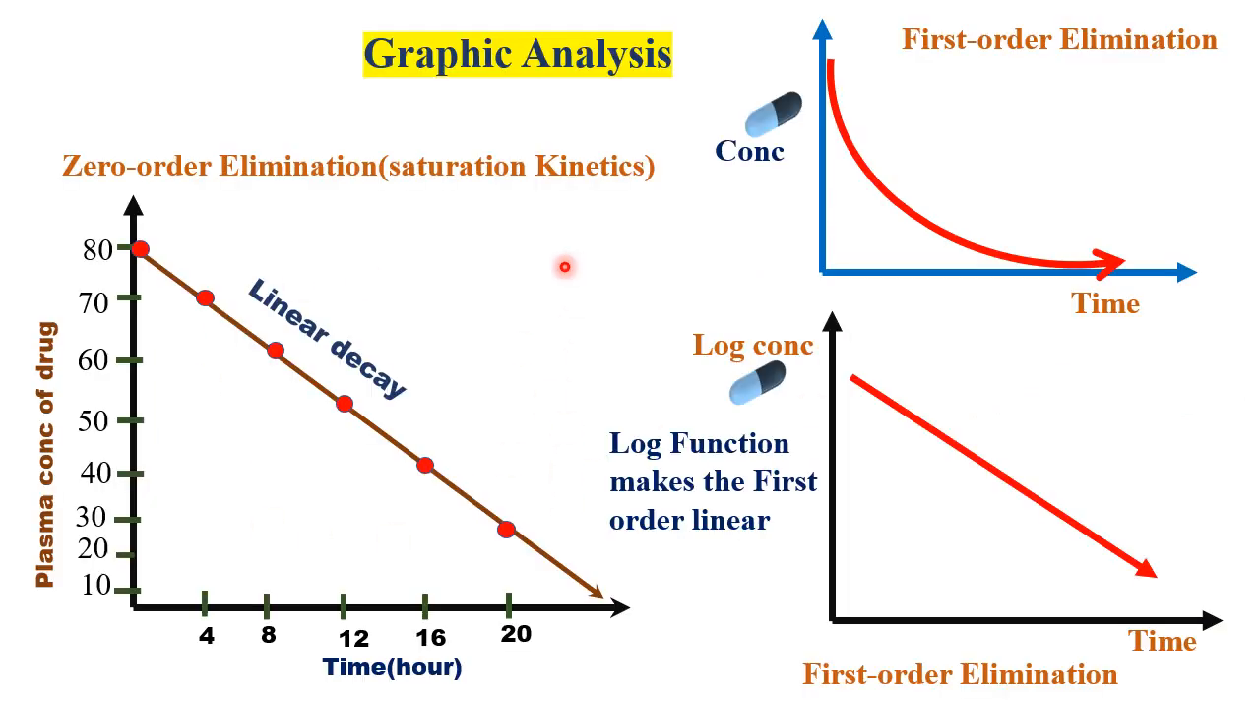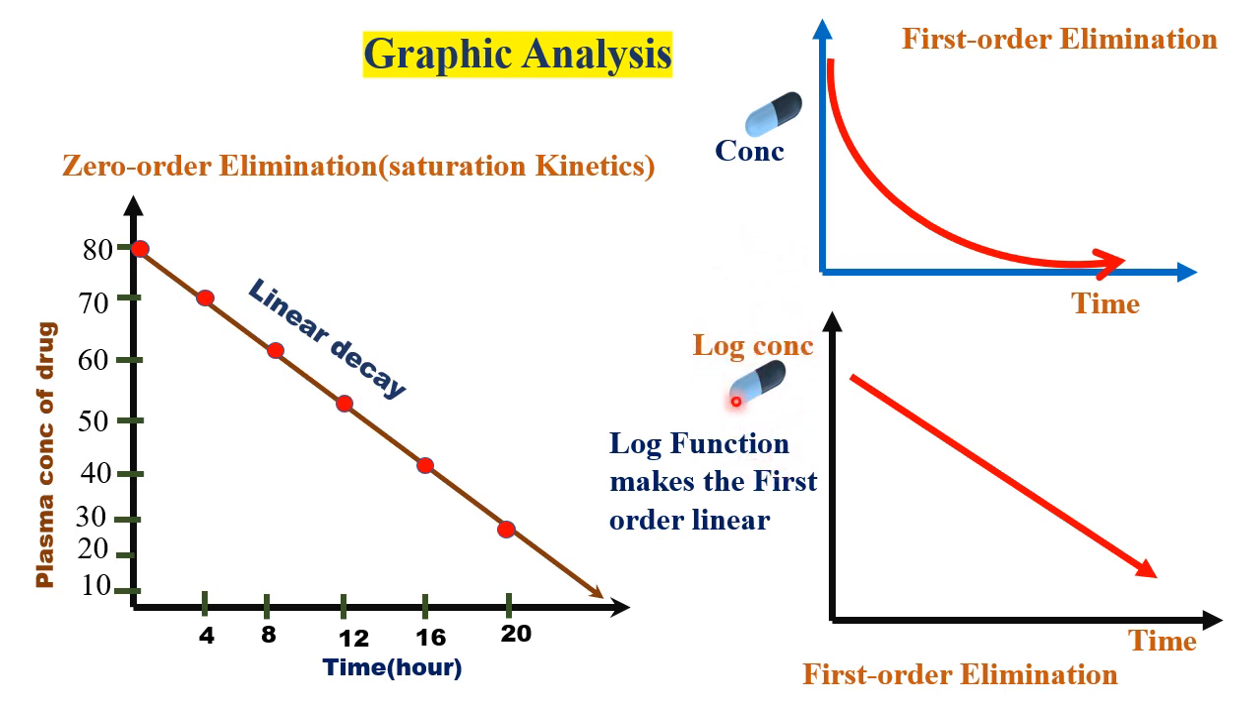See, this is graphic analysis. This is what we call zero order elimination or saturation. This is how the graph looks. Whereas first order elimination, this is plasma concentration of the drug versus time. This is an exponential graph. It is first order. Here we converted the exponential graph to linear. Why are we converting exponential to linear? In order to interpret or estimate any pharmacokinetic parameters like half-life easily. A linear graph we can estimate or interpret very easily. So we converted into log concentration.